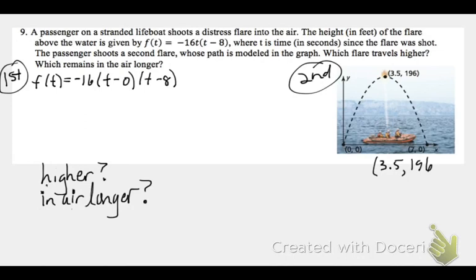So in number 9, a passenger on a lifeboat shoots a distress flare in the air. The height in feet of the flare above the water is given by that equation, where t is the time in seconds since the flare was shot. So look down below where I have written first and then the equation. Notice next to the first t, I went ahead and inserted a parentheses and put a -0.